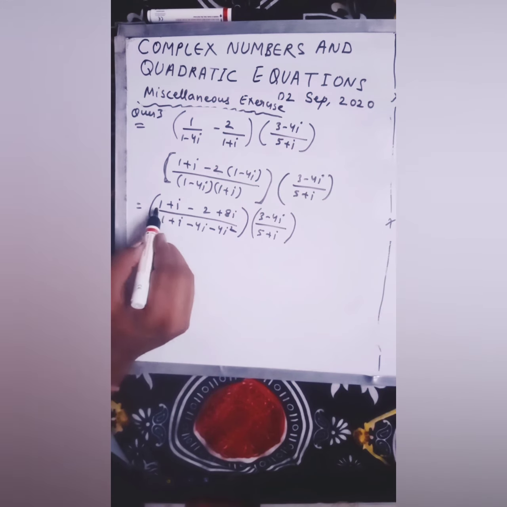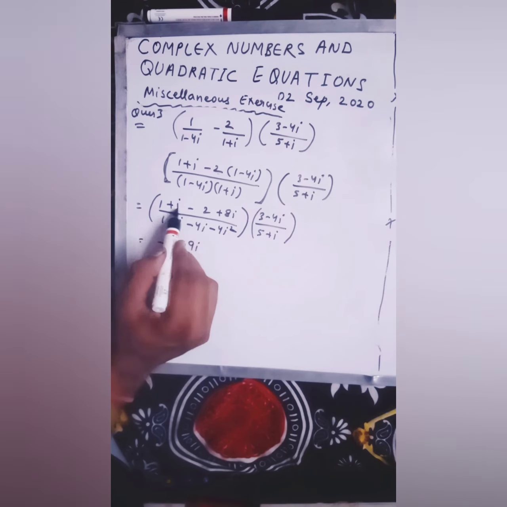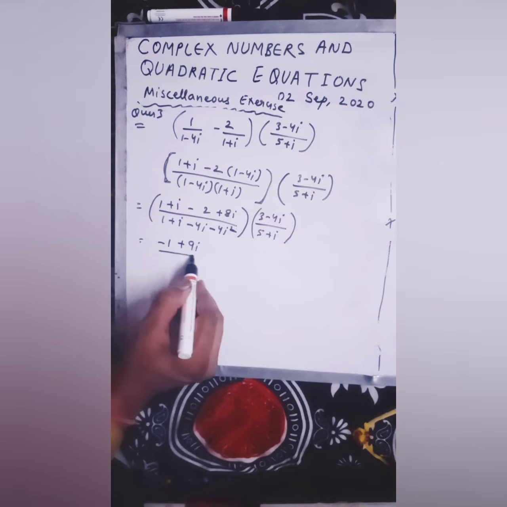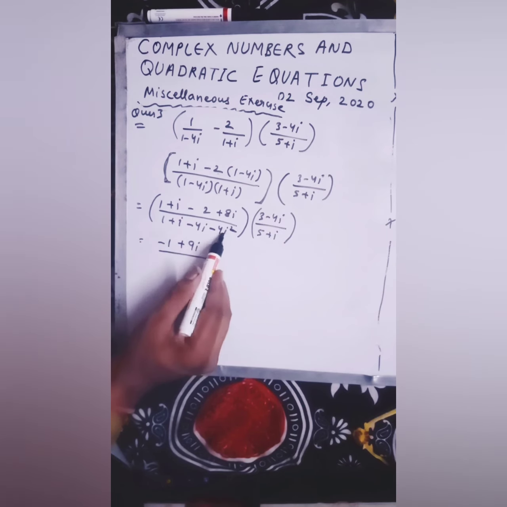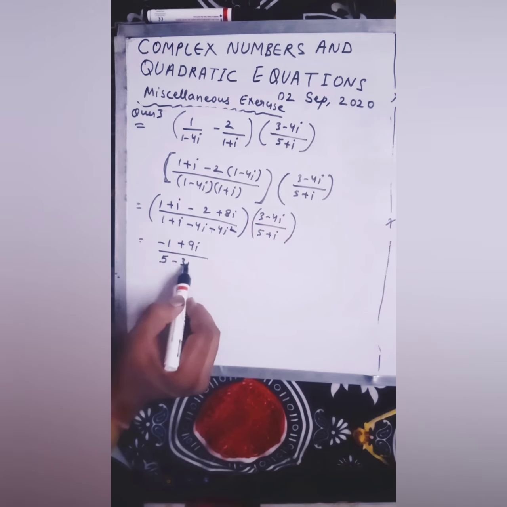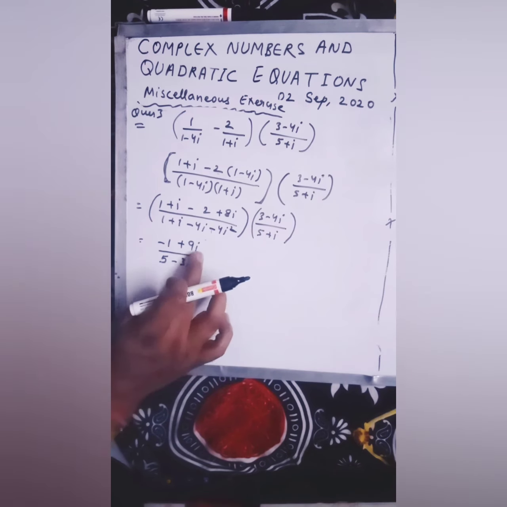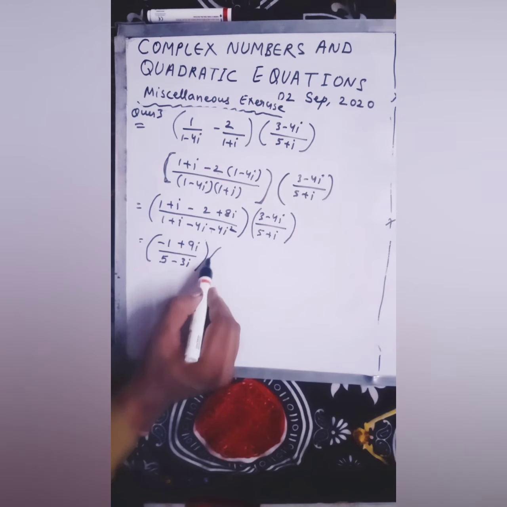Okay, now simplify this. 1 minus 2 will be minus 1, plus 9 iota plus 8 iota, it will be 9 iota over. Here you will get iota square is minus 1, so it will make positive, so 1 plus 4 would be 5, and here iota minus 4 iota would be minus 3 iota, you can write. So this one and this one.